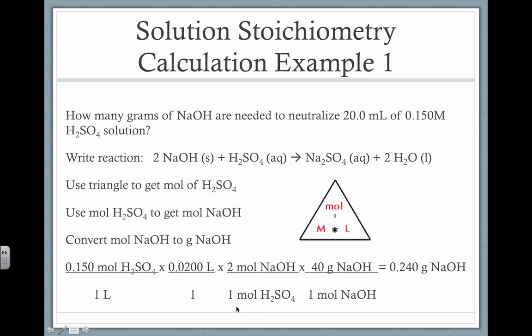And this is illustrated here in this first step. So we multiply the molarity times the volume. That gives us moles of H2SO4. Here's our 2-to-1 mole ratio from our balanced equation. And then the 40 grams over 1 mole is our conversion of moles into grams of NaOH. Okay.